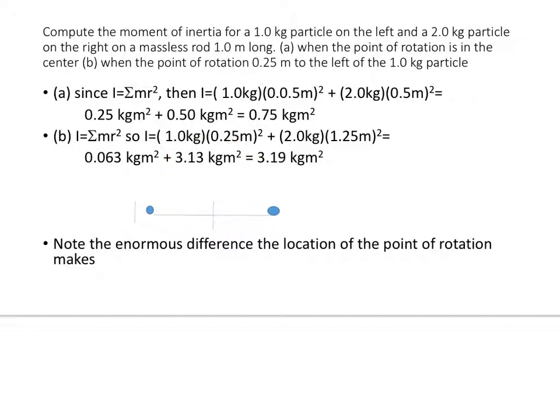So, for moment of inertia, it's very important not only what the mass is, but how the mass is distributed. The mass that is farthest away from the point of rotation is going to contribute most to the total moment of inertia. This mass close to the point of rotation contributes hardly anything.